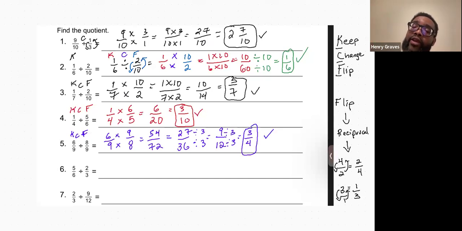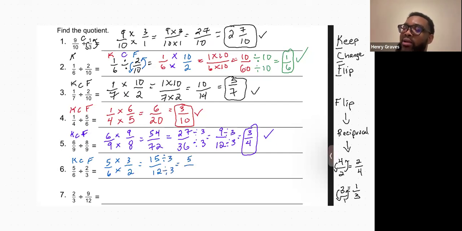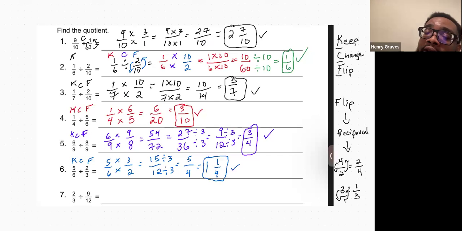Okay, same thing, KCF: keep, change, flip. 5/6 times 3 over 2, or 3 halves, which gives me 15 over 12. I can simplify both of these by dividing them both by 3. So I get 5 over 4, which is the same as 1 1/4. I do not like improper fractions. I don't know why. I've always preferred my mixed numbers or regular fractions when it came to my math. And then the final one here, KCF.